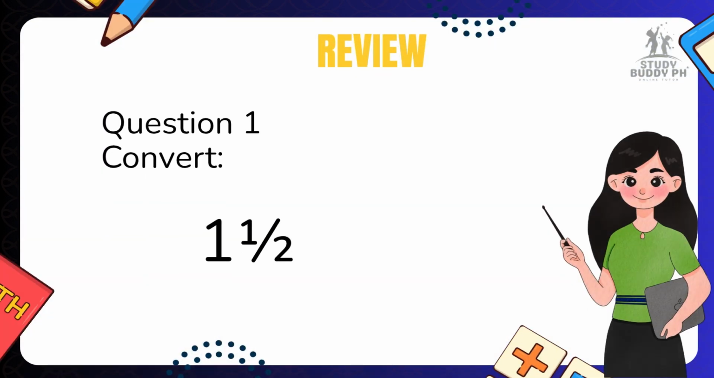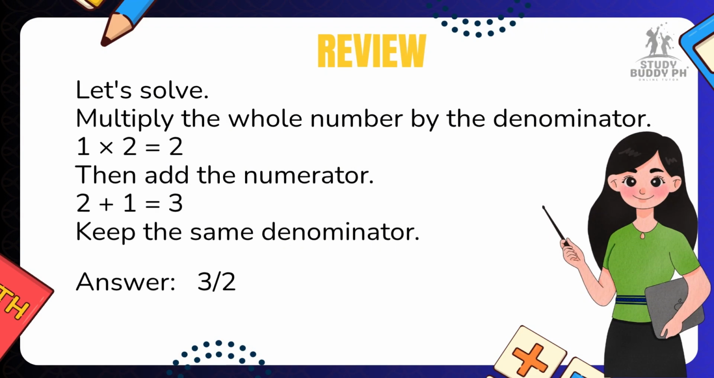Before learning something new, let's review. Question 1. Convert 1 1/2. Pause the video and try. Let's solve. Multiply the whole number by the denominator. 1 times 2 equals 2. Then add the numerator. 2 plus 1 equals 3. Keep the same denominator. Answer, 3 halves.